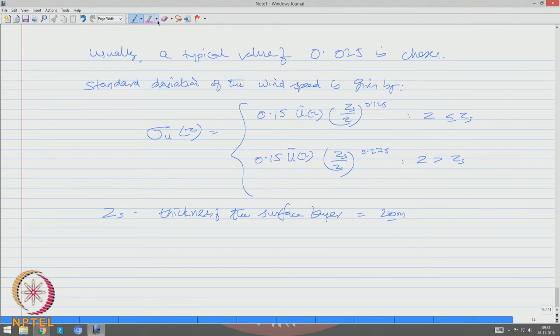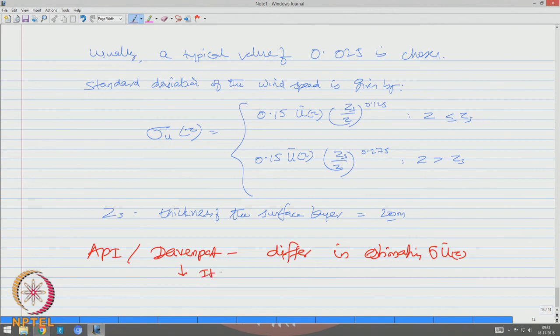So, one can very clearly see here API and Davenport fundamentally differ in estimating u bar z of sigma. Davenport says it is at z equal to 10 meter, whereas API says there is a ratio of Zs by z, where Zs is 20 meter and z is the height where you are considering your calculation.